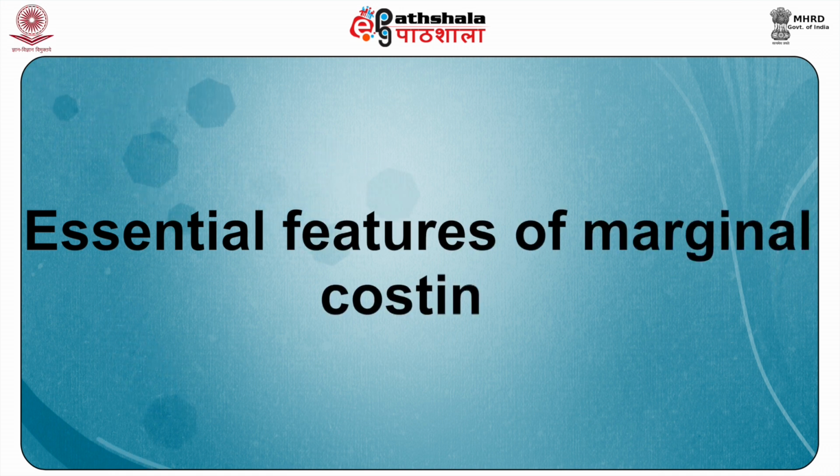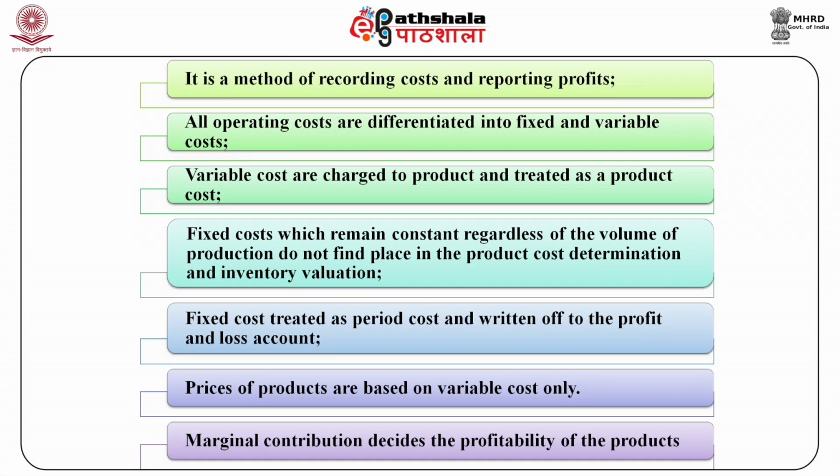Now we move further to discuss the essential features of marginal costing. The first feature of marginal costing is that it is a method of recording cost and reporting profits. The second is that all operating costs are differentiated into fixed and variable cost. The third is that variable costs are charged to product and treated as a product cost. The fourth feature is that fixed costs, which remain constant regardless of the volume of production, do not find place in the product cost determination and inventory valuation.